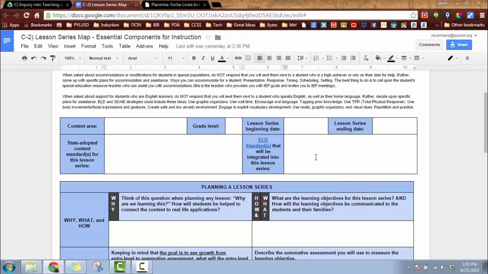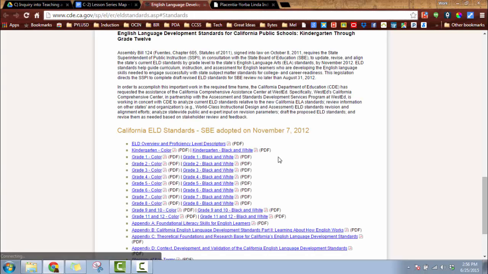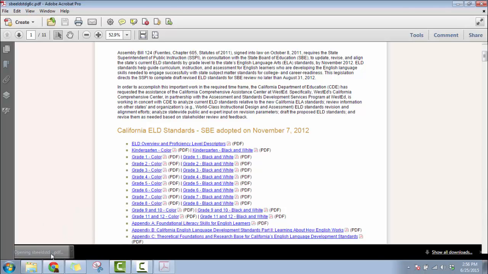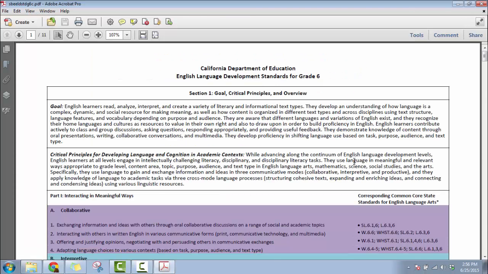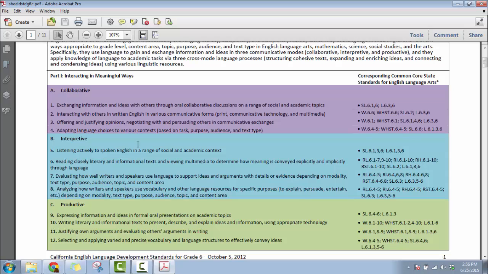And then we've added a new component, which is your ELD standard or standards that you're going to integrate into the lesson series. Now, this is a new component and it might freak some people out. So I wanted to point out that there is a link here that takes you directly to the CDE website. And as you scroll down, you can see which grade you're in. And you click on that, it will give you the ELD standards for that grade. So I'm going to open up the grade 6 just to show you and slide down, and here it is.